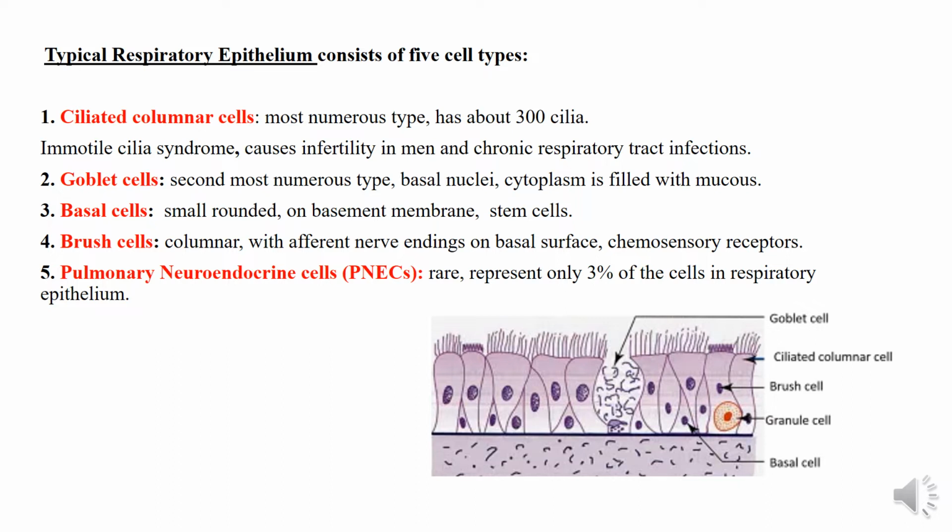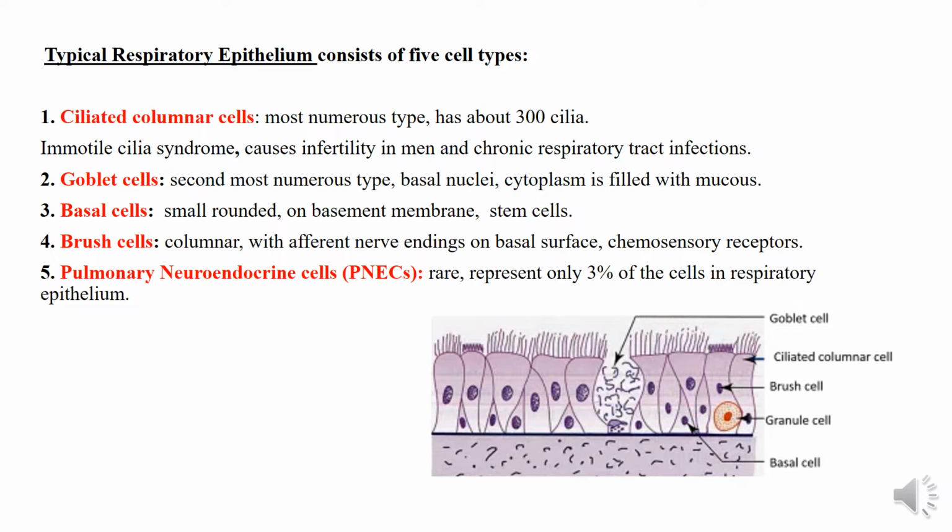The ciliated columnar cells are the most numerous type, having about 300 cilia. In the case of immotile cilia syndrome, it causes infertility in men and chronic respiratory tract infection.